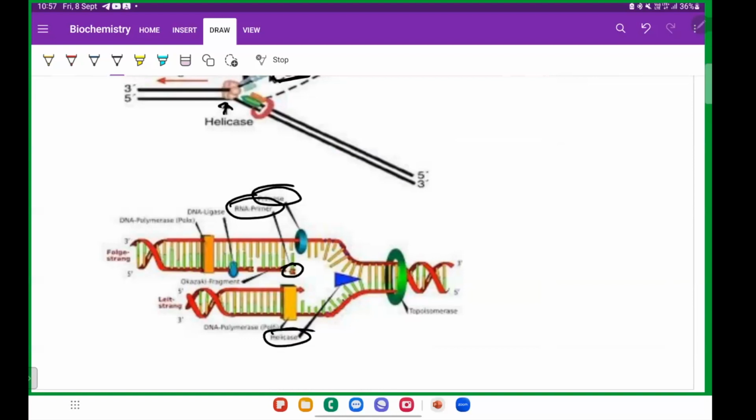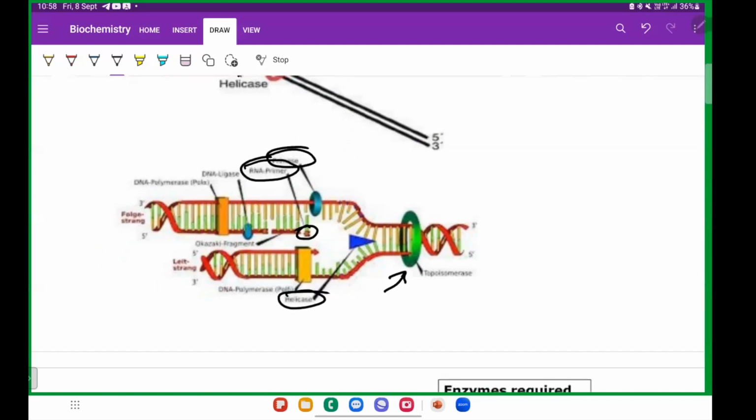As the new strand keeps forming, you have your DNA polymerase, and at the end of it there is the action of DNA ligase, which helps seal the DNA. And then you have your DNA polymerase 1 again, which fills the gap. Okay, wow. And this is your topoisomerase. Can you see? This topoisomerase removes the supercoiling. Only when the supercoil is removed can your helicase remove the DNA strand. So that is its job.